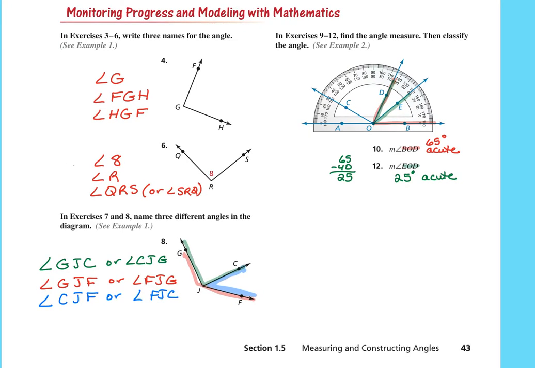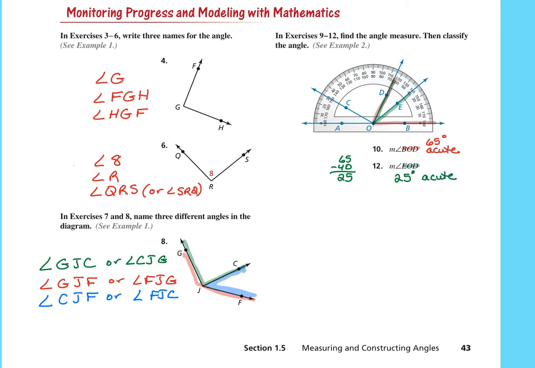So 4 and 6 both said to write 3 names for the angle. Remember, you can use the vertex because it's not shared, and then the letters in either order. So for 4, it could be GFH, or HGF. For 6, they even added the angle number. So you could have done angle 8, angle R, and angle QRS or SRQ, as long as the R's in the middle.